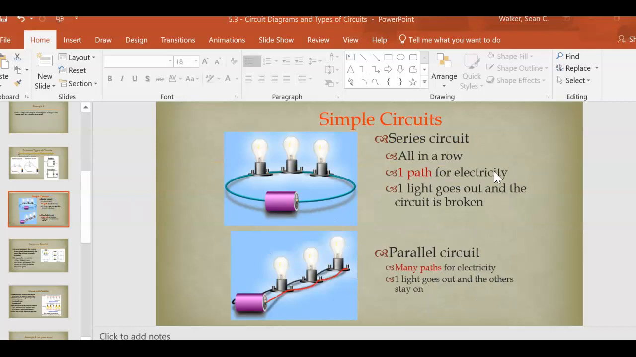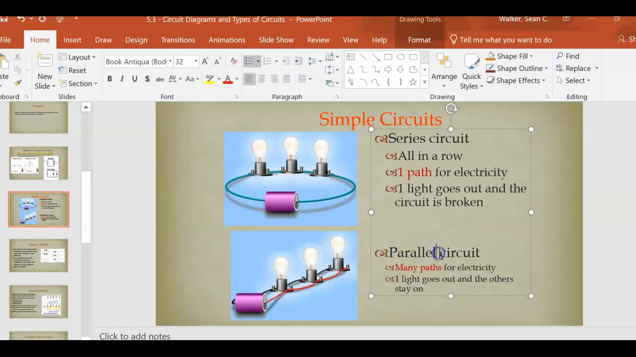On this slide, you can see the difference between a series circuit and a parallel circuit. Notice that in a series circuit, everything is in a row because there's only one path the current can take. If you imagine three light bulbs all connected in series, and one of those light bulbs goes out, because there's only one pathway, the current is going to stop completely. That means all of the light bulbs go out. If one goes out, they all go out. Whereas in parallel, you have many paths for the current to take, and if one of the lights goes out, the others stay on because the current can just bypass the broken part of the circuit.